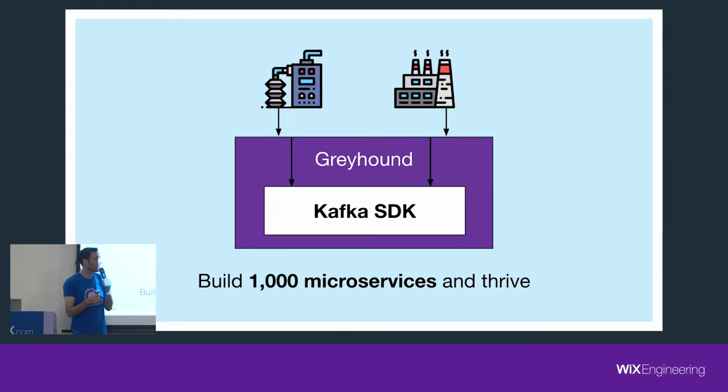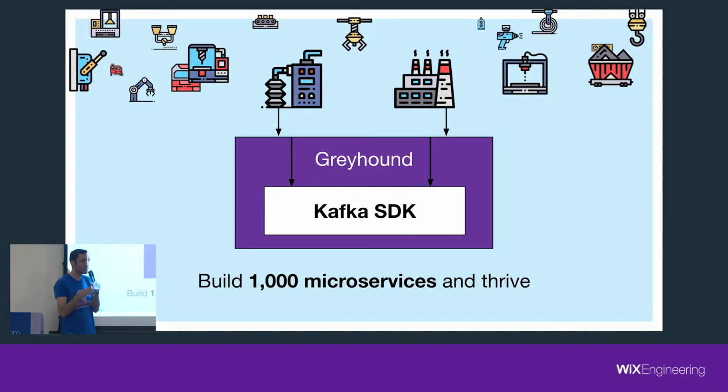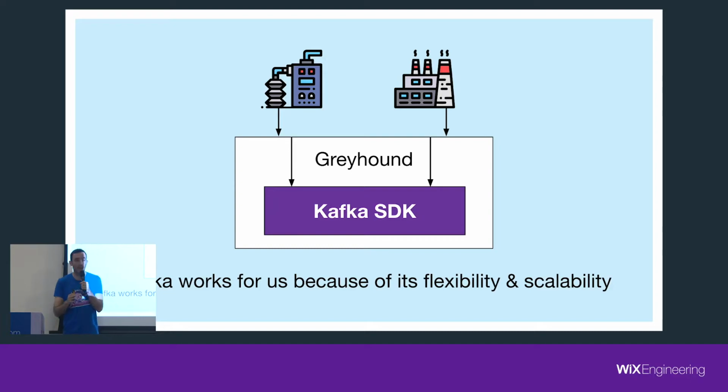Okay, so like I said, we decided to wrap the Kafka SDK with Greyhound, and it meant that it was really easy for us to scale our microservices' usage of Kafka, because any change we made just for Greyhound immediately propagated to all the services. And now we'll look at why we chose Kafka. Basically, we chose it for its flexibility, performance, and scalability.